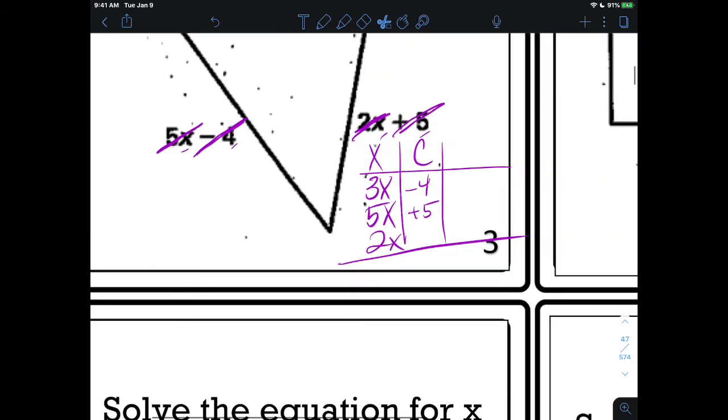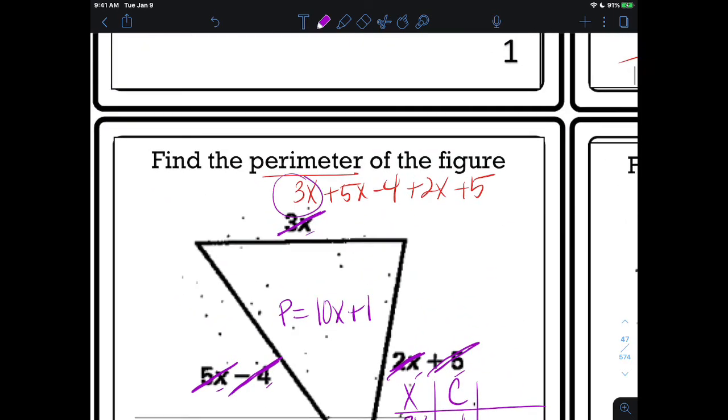So now I can just go down the line and add up all the x's. 3 plus 5 plus 2, 10x. -4 plus 5 plus 1. So my perimeter equals 10x plus 1. Now, that's a trick to kind of help you organize it, so that way you're not having to do this like I normally would. Just another way to do things, okay?